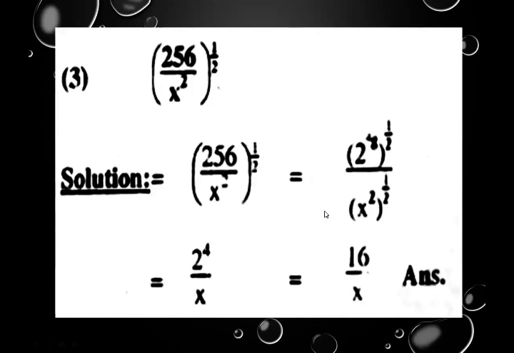Question number 3. Here we have a fraction as a base, which is 256 upon x to the power 2. Tally the question from the book also. And the whole power is 1 over 2. According to one of the laws of exponent, this 1 over 2 will be the exponent of the numerator as well as the denominator. It means 256 to the power 1 over 2 as well as x square to the power 1 over 2. Now come to the solution.